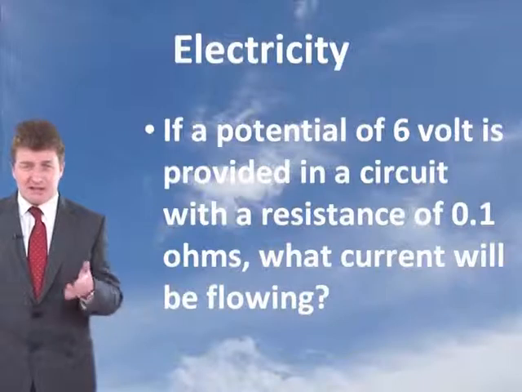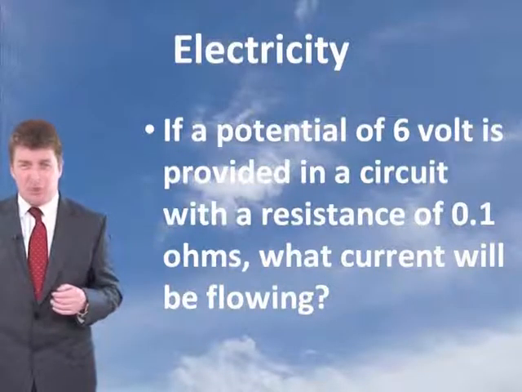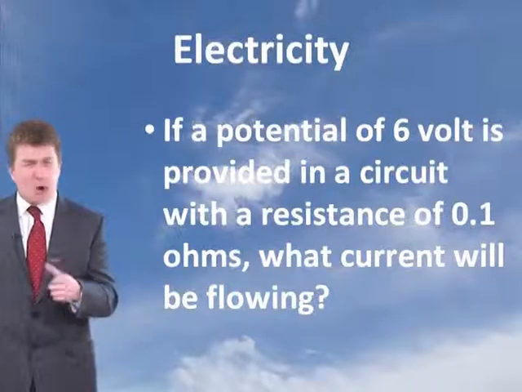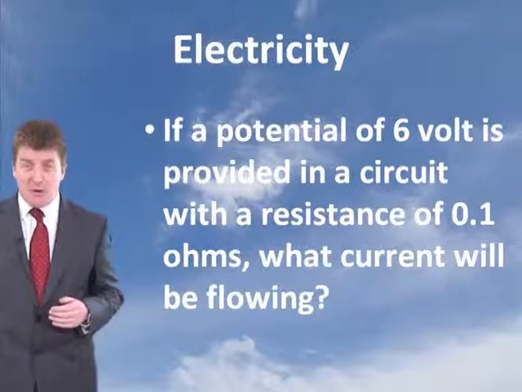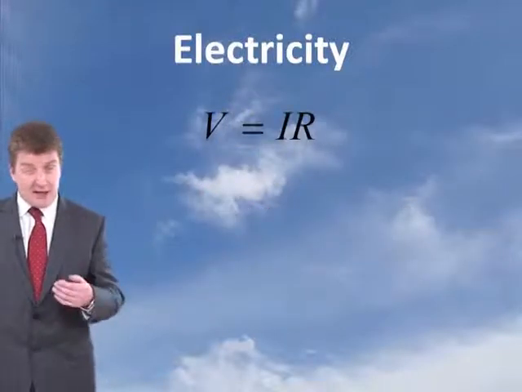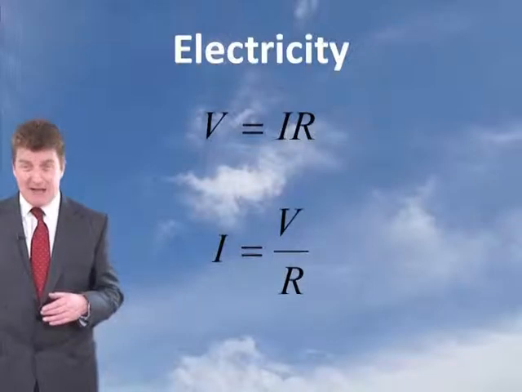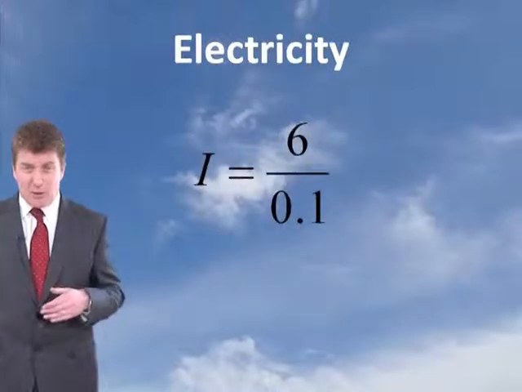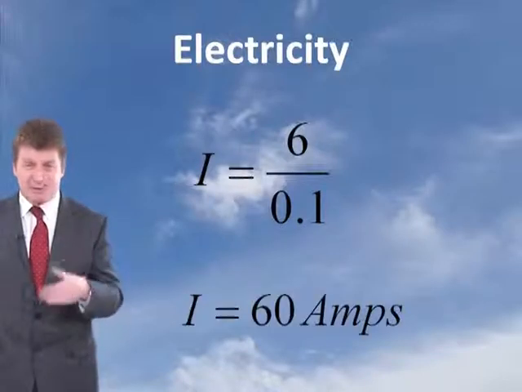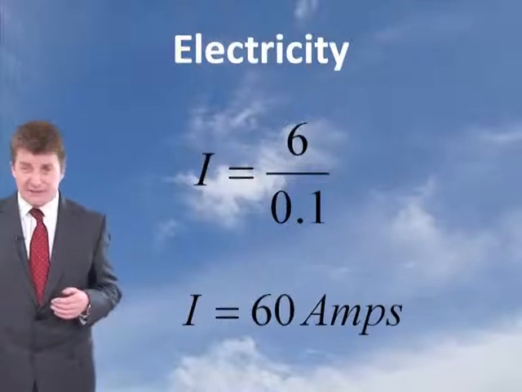If a potential of 6 volts is provided in the circuit with a resistance of 0.1 ohms, in other words the resistance is purely caused by the wire, very low resistance, what current will be flowing? Well, this is the formula, V equals IR. Transpose it to work out I equals V divided by R. Put the known values in, I equals 6 divided by 0.1, which gives a current of 60 amps flowing in the circuit. So there'll be 60 amps flowing in there because it's got low resistance.